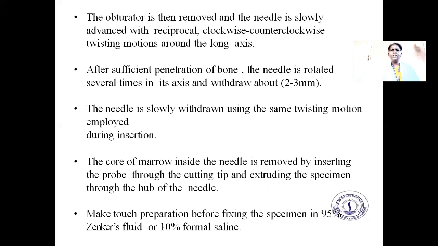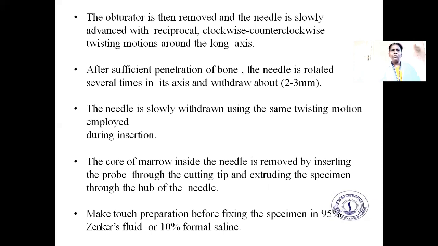Then the obturator is removed and the needle is slowly advanced with reciprocal clockwise, counterclockwise twisting motions around the long axis. After sufficient penetration of bone, the needle is rotated several times in its axis and withdrawn about 2 to 3 millimeters. Then the needle is slowly withdrawn using the same twisting motion employed during the insertion.